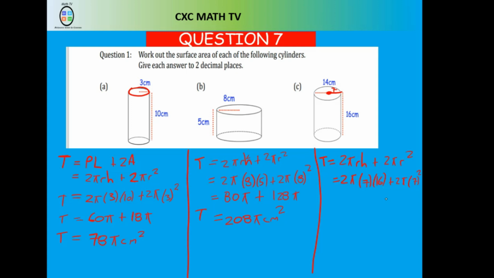Now 7 times 16, I'm going to take out my calculator. 7 times 16, when I put that in my calculator, I get 112. Then I multiply it by 2, and I get 224 pi, plus 7 squared is 49. 49 times 2 is 98 pi. And we add those, that's 322 pi centimeters squared. That's it. Easy.